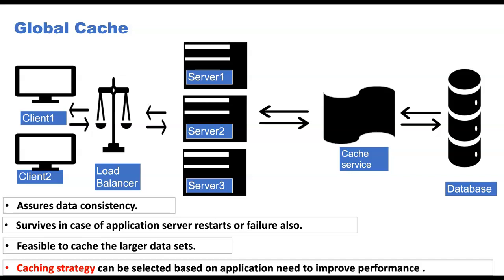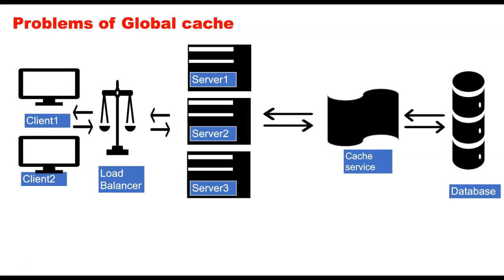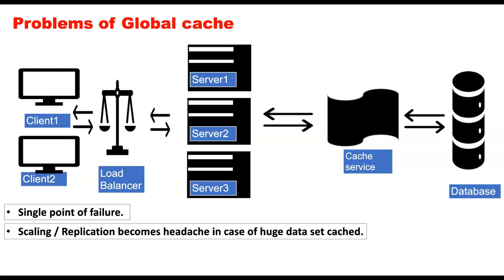But this global cache also has some drawbacks. We'll see the drawbacks one by one. First, single point of failure. Whenever the global cache fails, then your entire cache data will be gone. Whatever server 1, server 2 or server 3 stored in the cache service will be gone. So it will be a single point of failure. To avoid that single point of failure, most of the time we have to do replication of the cache service. But these replications become a headache when you have larger data sets to be cached.